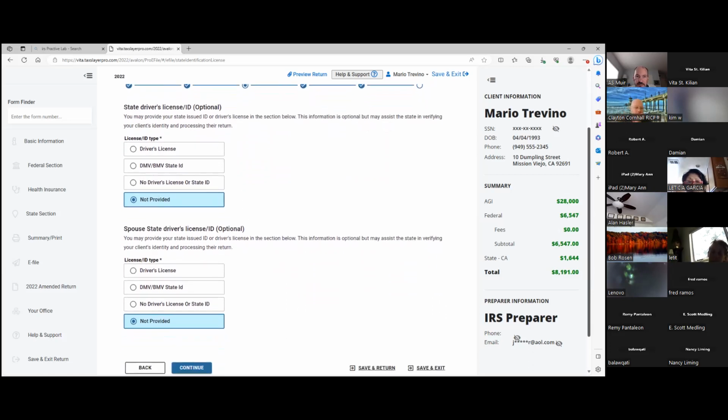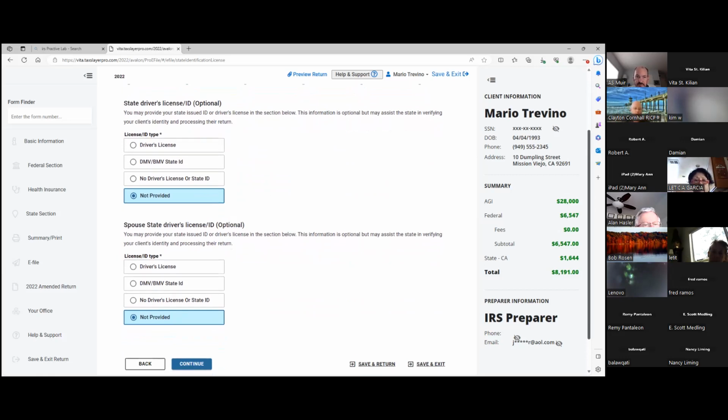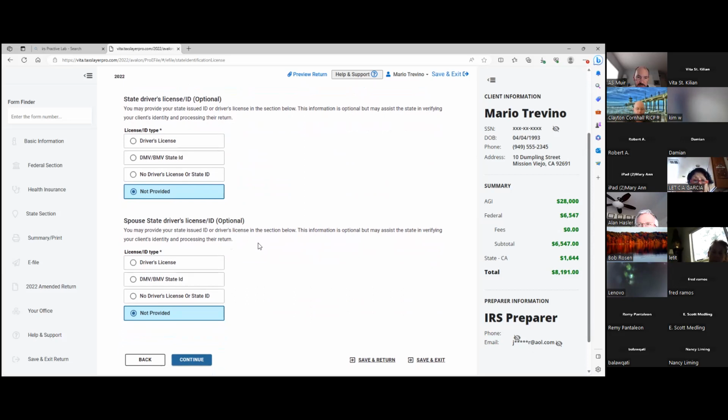Okay, your state driver's license, it says right here optional, and so we're going to put not provided. If they do provide that information, then you would populate that for a driver's license number.